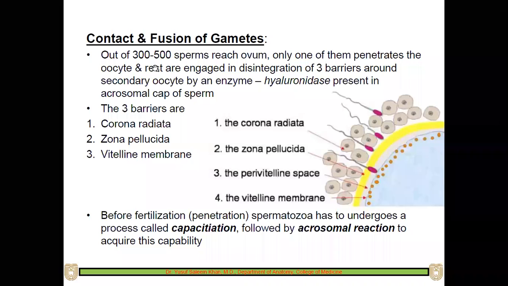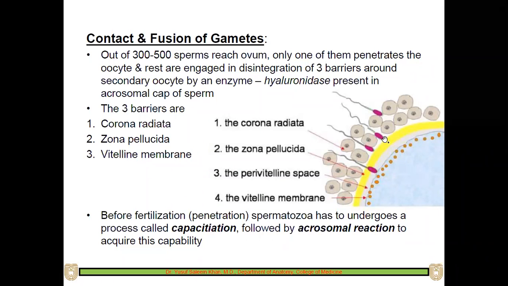Only one can enter, and the rest will release the hyaluronidase, which will break the barrier. There are three barriers, we'll talk about that. So there are three barriers which are supposed to be broken down. This hyaluronidase will be present in the acrosomal cap of the sperm. If you study the sperm, it has a head, and on the top of the head there is the acrosomal cap.